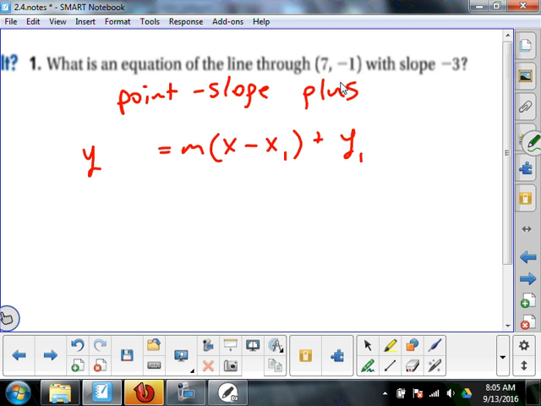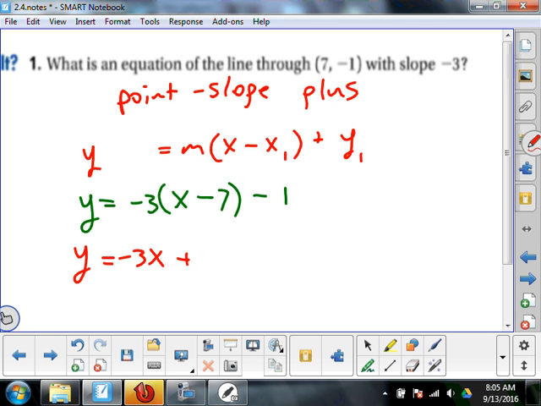I love it. So here we go. Y equals m, which is negative 3, times x minus x1. What's my x1? I got to be careful. 7, good. Close that, and then plus y1. So then what am I going to have? A minus 1 on the side. Good. So let's distribute. We get y equals negative 3x, and then what? Minus 3 times minus 7. That's plus 21, and then minus 1.